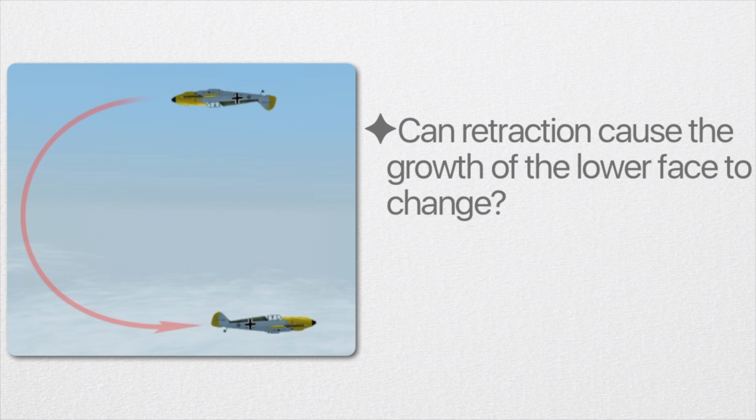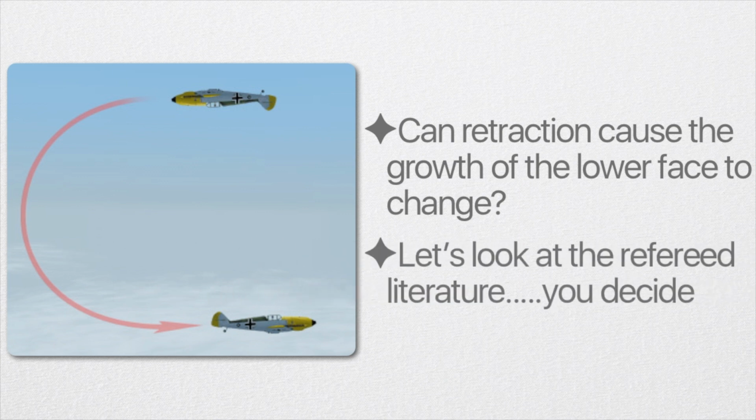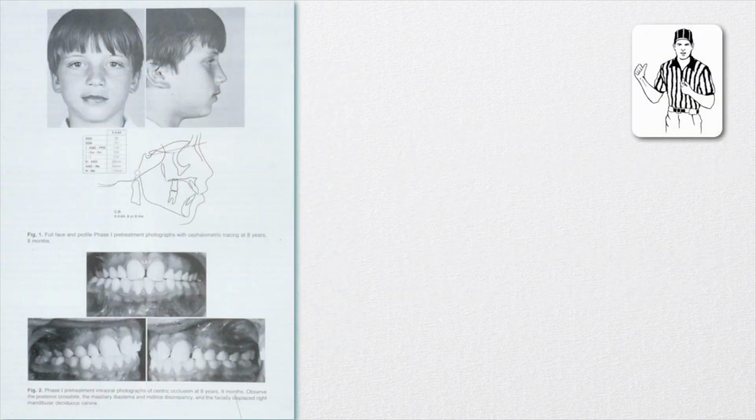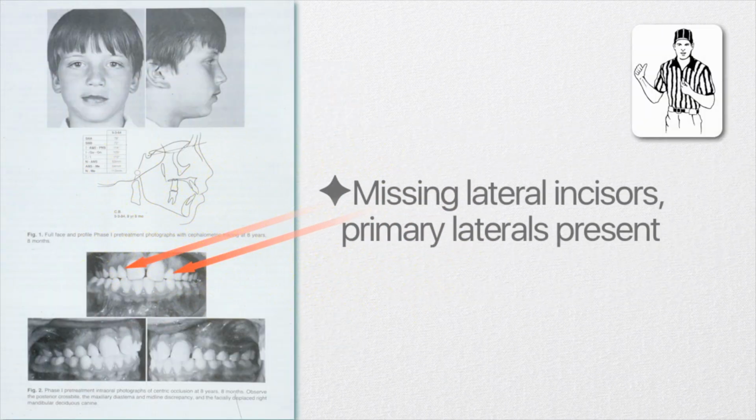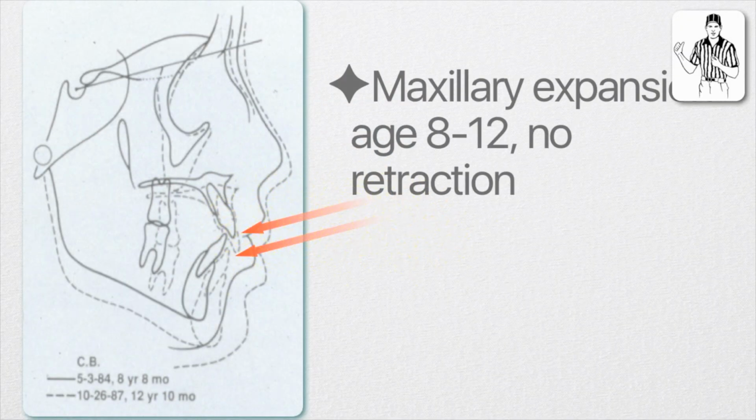Let's look then from the refereed literature to see if retracting can actually change the growth of the entire lower face. What better kind of a case to look at than that of a patient missing lateral incisors? And here's a boy who's 8 years, 8 months of age when he has expansion of the maxillary arch done. He goes from 8 years, 8 months to 12 years, 10 months and undergoes maxillary expansion.